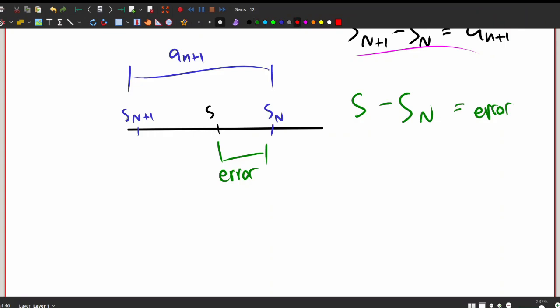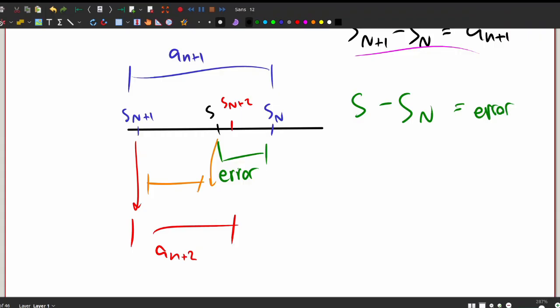So if we were to graph another S of n, we'll call this one S of n plus 2. The difference between S of n plus 1 and S of n plus 2 would be a of n plus 2. Now this has to be greater than the difference between S and S of n plus 1. And this directly gives us our error bound.